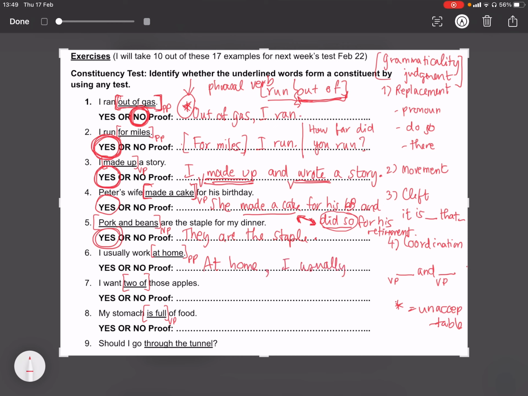Or you can use coordination. I usually work at home and at school. So at home and at school. Or you can replace it with there. I usually work there. Okay.